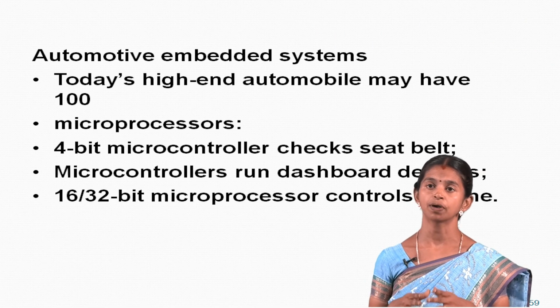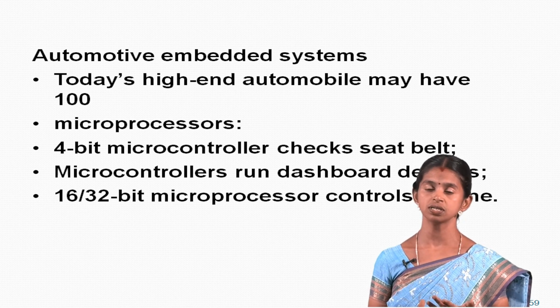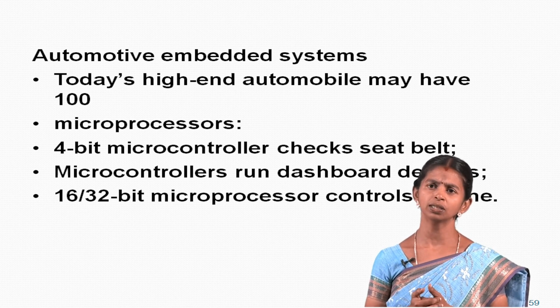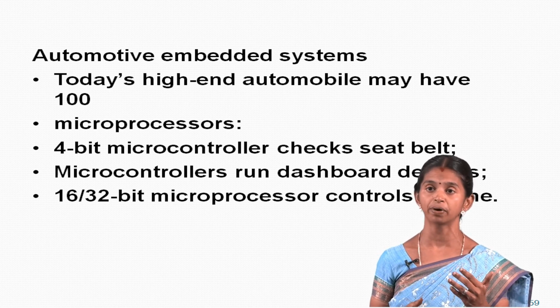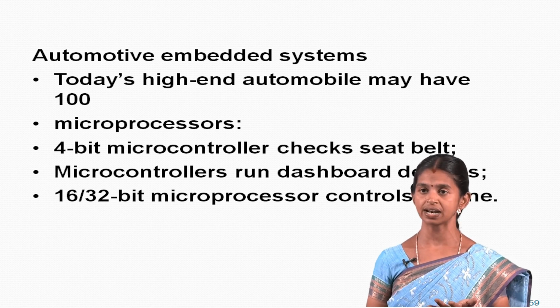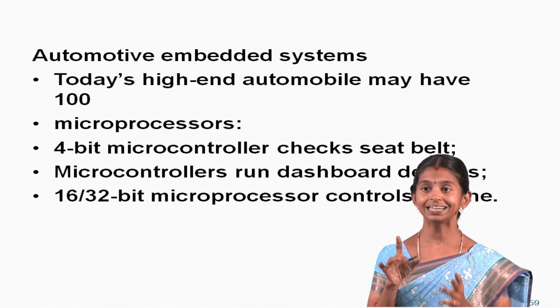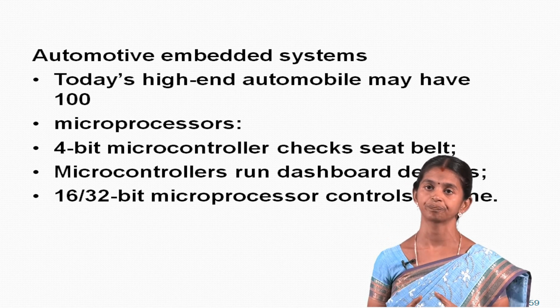Automotive embedded system. Today's high-end automobile may have 100 microprocessors. The bit sizes used in automotive embedded systems: 4-bit microcontrollers check the seat belt, and microcontrollers run the dashboard devices. 16 or 32-bit microprocessors control the functions of the engine.